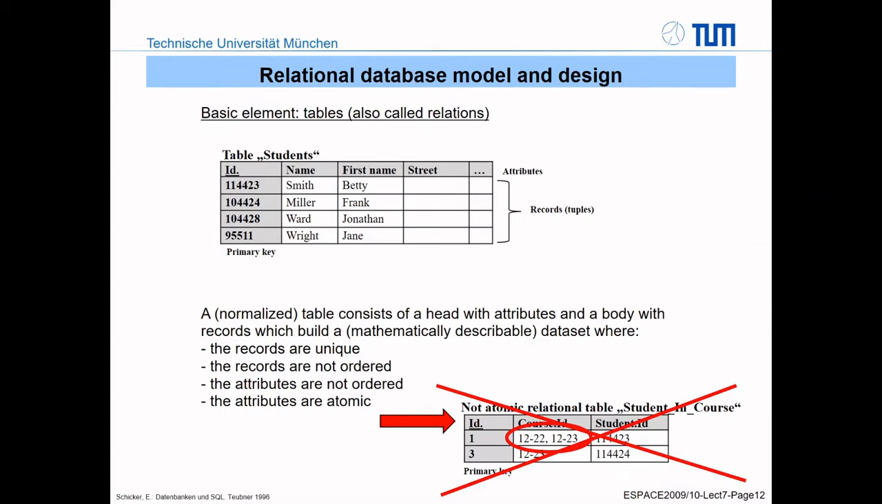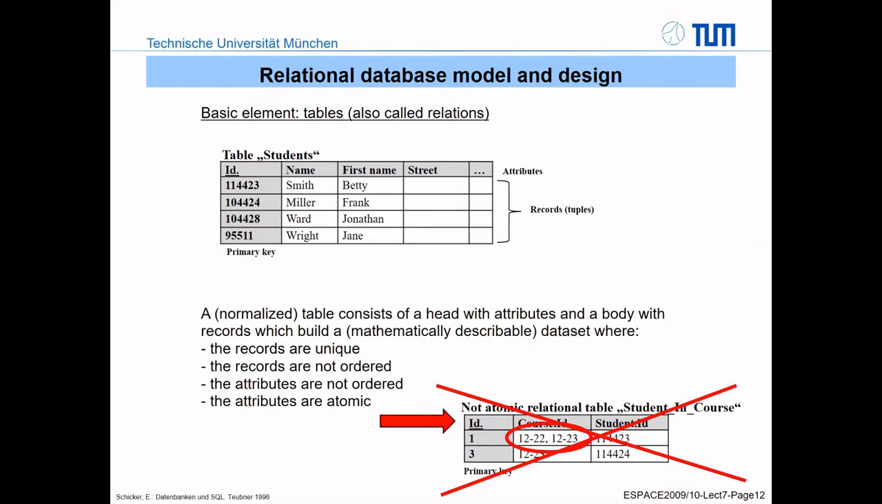And they have to follow the following things. The records are unique, so each key appears only once. So each record is unique in this table. The records are not ordered, so it's not an ordered list, so we have to use other techniques to directly jump to the record.